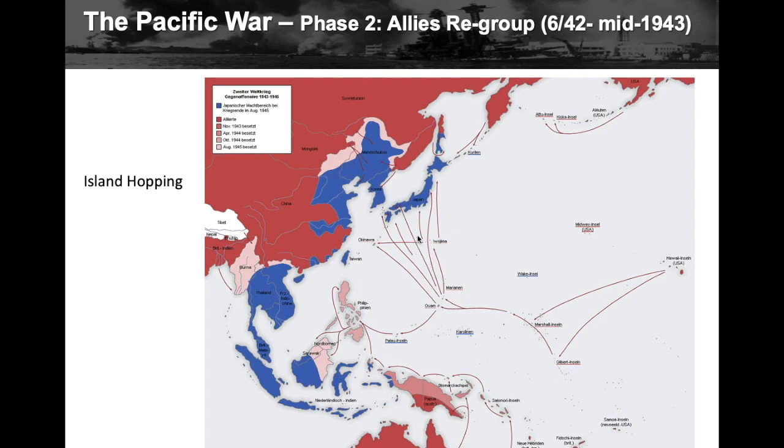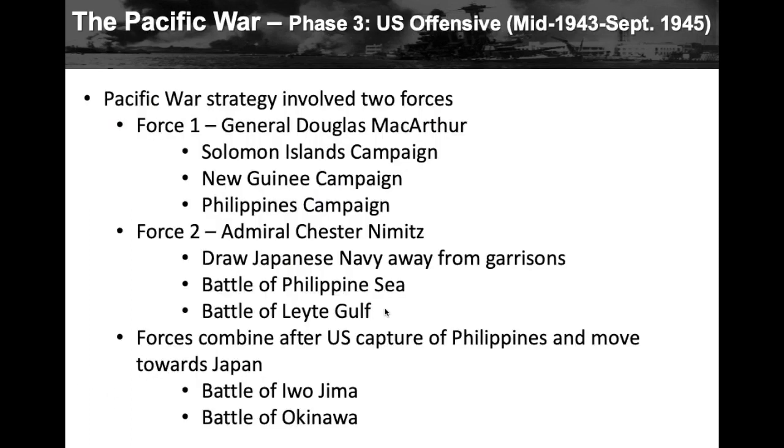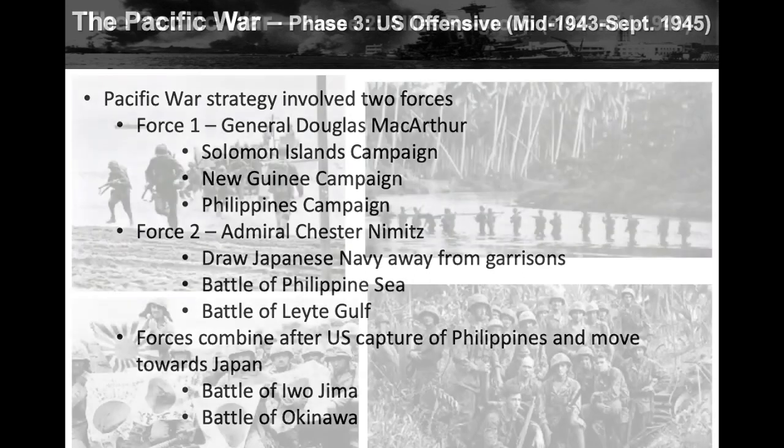Again, his idea was that the Navy, which would be coming down here to supply these islands, would be drawn away to have to fight the U.S. Navy. And then the forces combine after the U.S. captures the Philippines, and they move towards Japan with the Battle of Iwo Jima and Battle of Okinawa, which is right here.